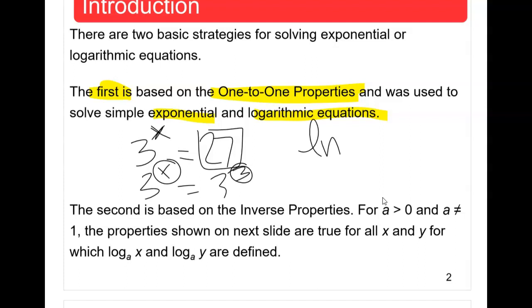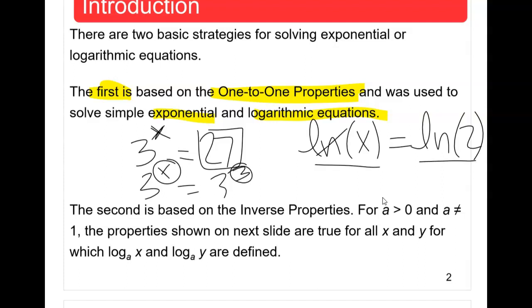With logarithms, we had something similar. I'm just writing a very simple one to refresh your mind. If you have natural log on both sides and just one on each side, then you can cancel that out and you will get x equals 2. The two arguments are equal. And so the second strategy is based on inverse properties. We've been discussing since 3.2 how exponential and logarithmic functions are inverses of each other, and so one will undo the other. That's why it's important to learn both, and that's why they're both in the same chapter. So we are going to work some of those both ways, with one-to-one properties and inverse properties.